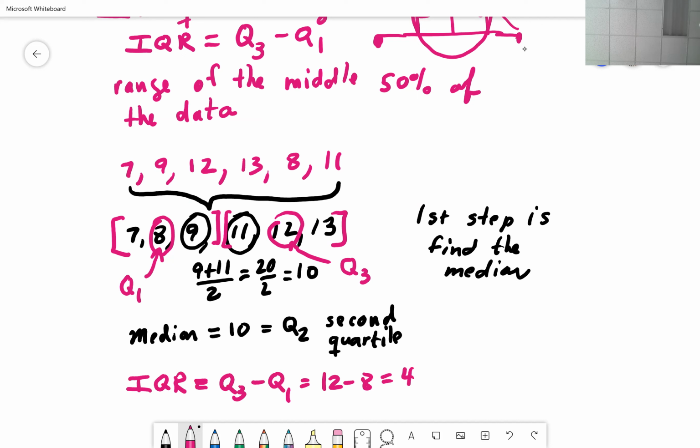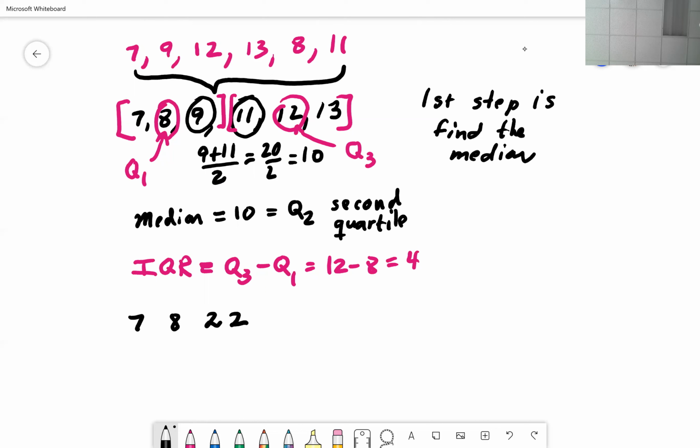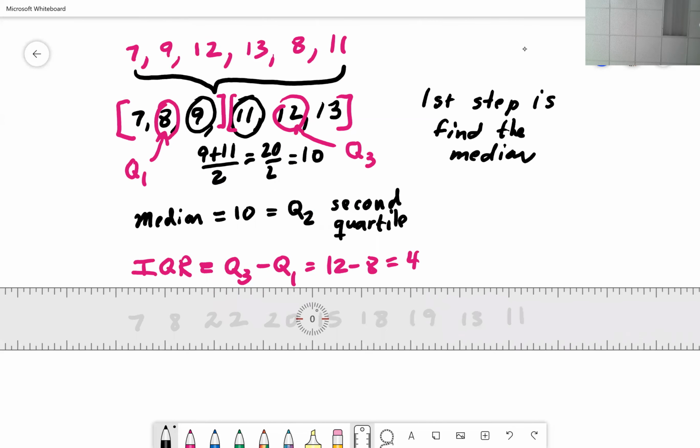So let's try another one. I want you to work on this on your own. I'll pause the video. The numbers are 7, 8, 22, 20, 15, 18, 19, 13, 11. 1, 2, 3, 4, 5, 6, 7, 8, 9. So we have 9 numbers there. Could you put them in order first? Okay, so let me go ahead and just separate the 2 problems.